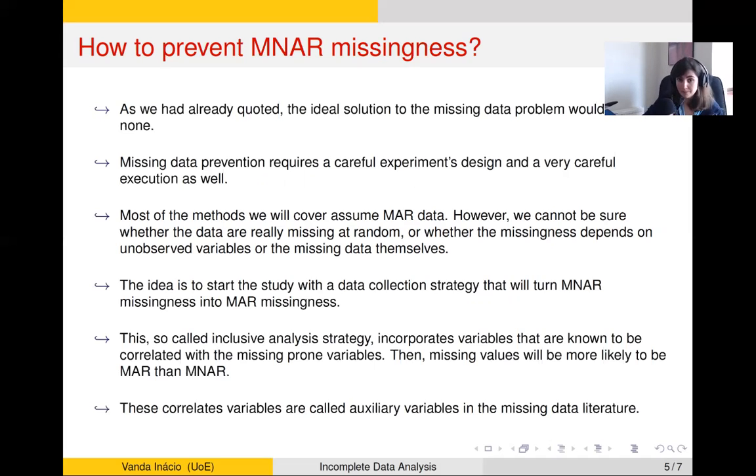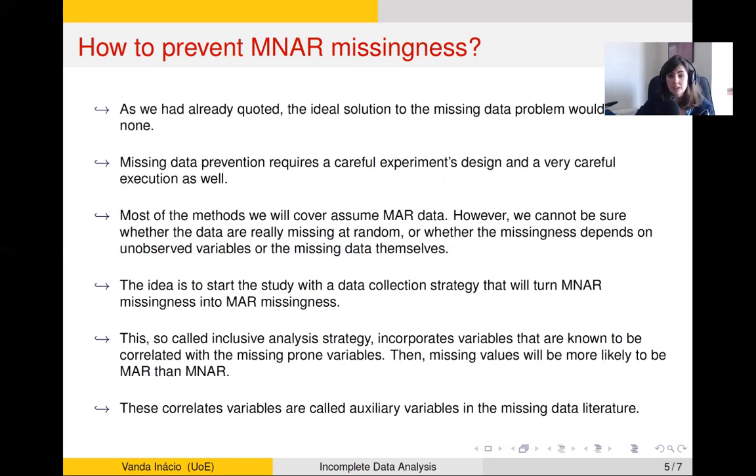So when the study is being designed, a good idea is to start with a strategy that will try, though we can never be sure, to turn what could be MNAR missingness into MAR missingness. And this is called inclusive analysis.